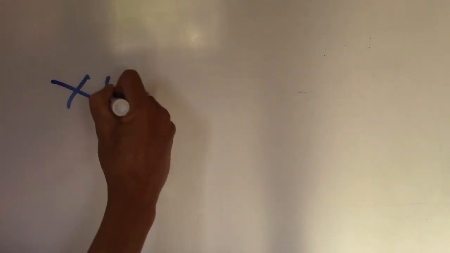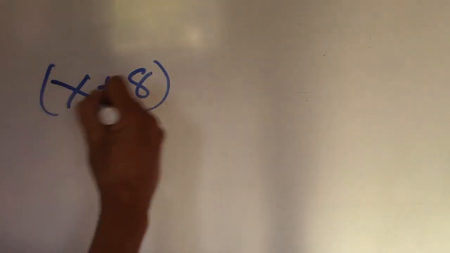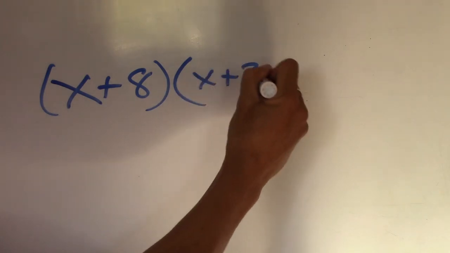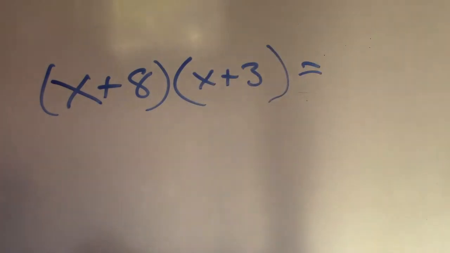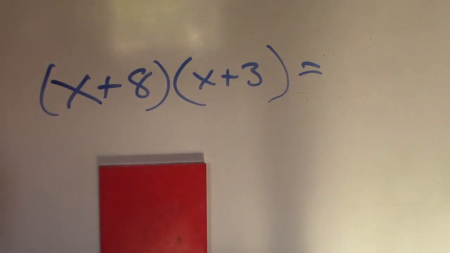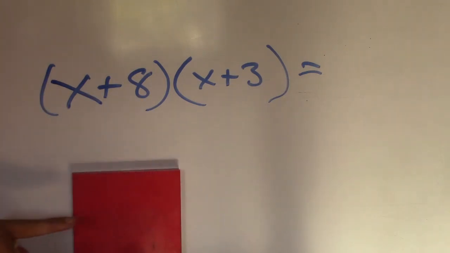Okay. So x plus 8 times x plus 3. Same animal. But watch this. We're gonna make it super fast and easy. Bam. There's my x squared. That's my 100. Now, what am I supposed to be across? X plus 8, right?